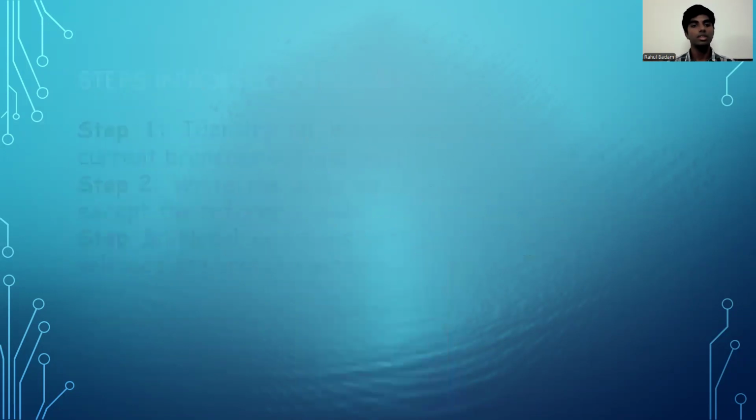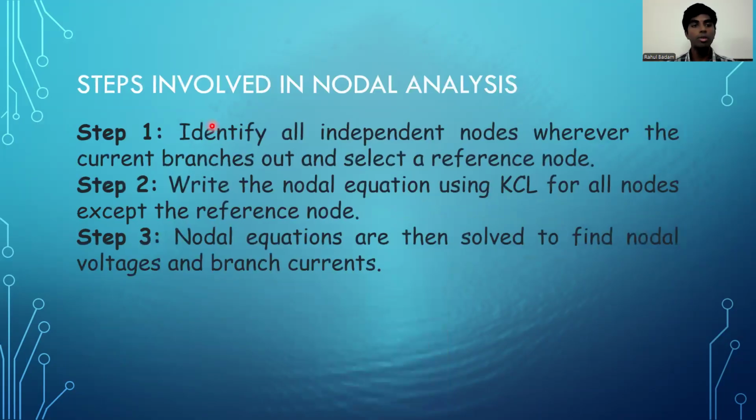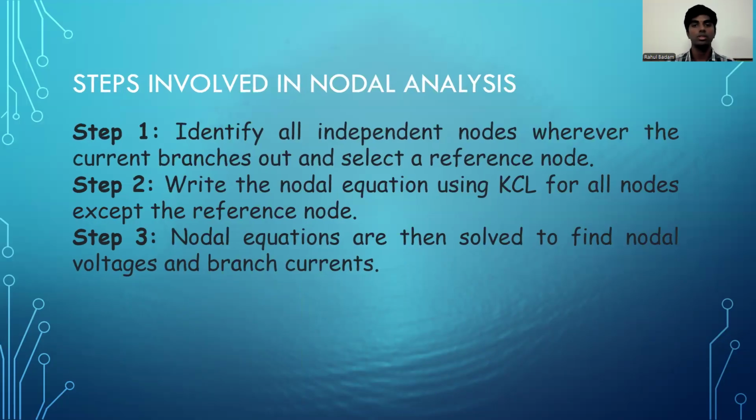Now, let's get to the problems. Okay, before the problems, let me explain the steps involved in nodal analysis. Step 1: Identify all independent nodes wherever the current branches out and select a reference node. Step 2 is to write the nodal equation using KCL for all the nodes except the reference node, because the reference node's potential is considered to be 0 in the circuit. Step 3 is to solve the nodal equations and find the required voltages and branch currents. Are you ready for the questions?